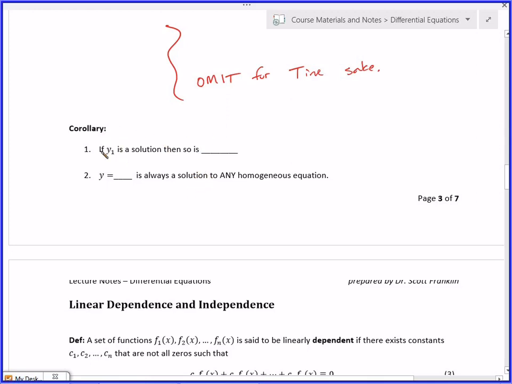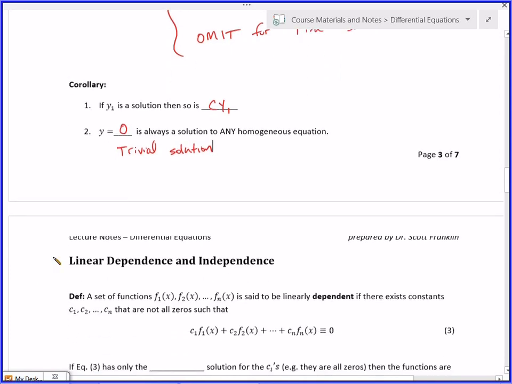Corollary to that, if you have a single solution, then any scalar multiple of a solution is also a solution. And the trivial solution is the solution to any homogeneous equation. Just let C be 0, and thus y equals 0. The constant function y equals 0 is a solution to the homogeneous equation.